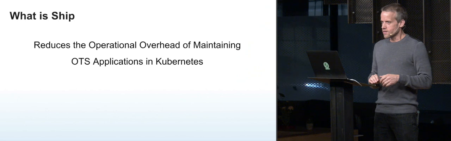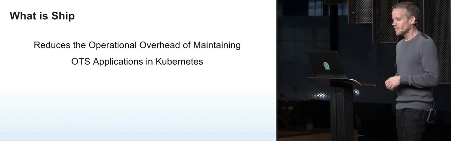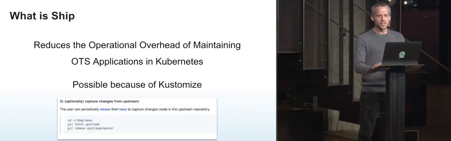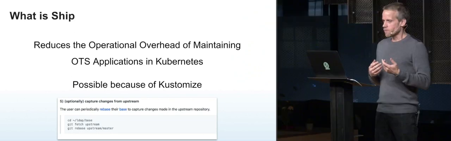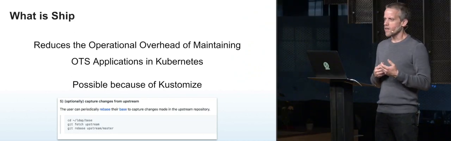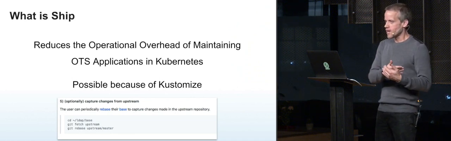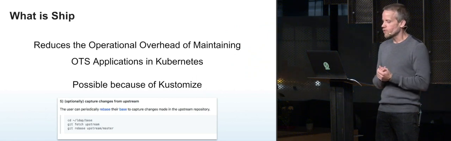So Ship is an open source tool that's designed to reduce the operational overhead of maintaining third-party software in Kubernetes. And it's all possible because of Kustomize. How many people have heard of Kustomize? Cool, great. So Kustomize is written by Google and open sourced as a Kubernetes SIG, and it uses patching instead of templating in order to provide the same functionality. So you can extend a Kubernetes YAML by writing patches that can add, delete, and change the base YAML, but you keep the patches separately, in separate locations.